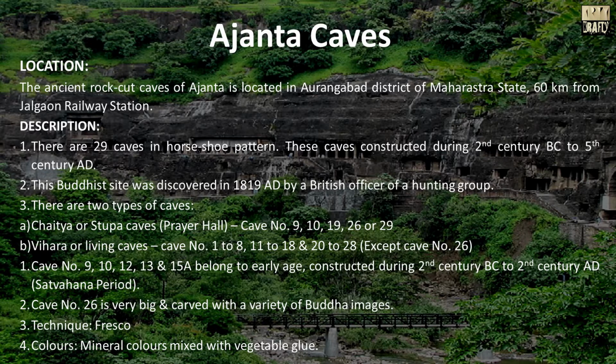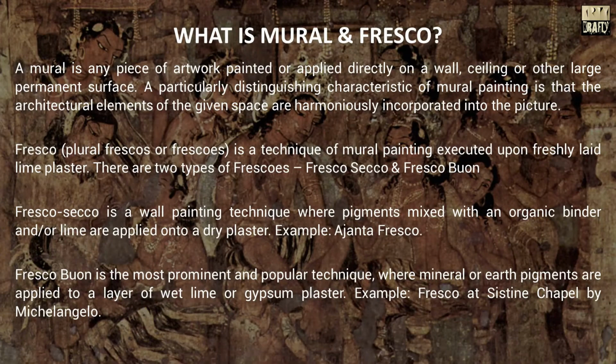Technique: fresco. Colors: mineral colors mixed with vegetable glue. What do you mean by mural and fresco? A mural is any piece of artwork painted or applied directly on a wall, ceiling, or other large permanent surface, whereas fresco is a technique of mural painting executed upon freshly laid lime plaster.